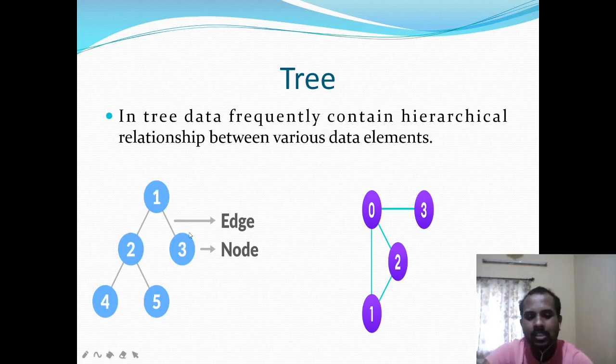But how many edges are we going to have? We are going to have n minus 1 edges. And a tree will have only one root node. The root node is a node that does not have any parent node. And you have a single path for every node from the root.